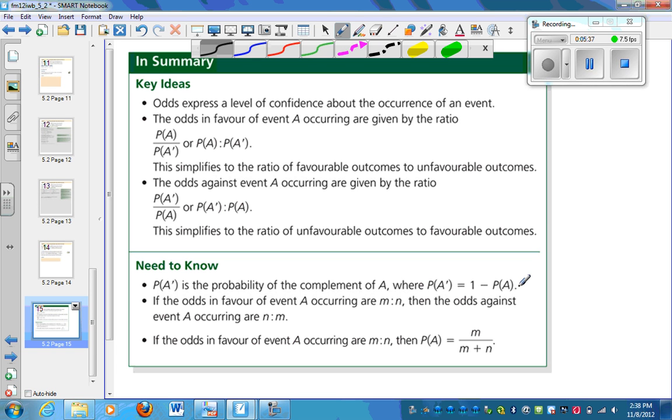So the probability that the Riders were going to win was 25%. They weren't going to win was 75%. It always adds to be 100%, or 1, which represents 100%. If the odds in favor of an event A occurring are m to n, then the odds against it are n to m. We turn it around, and this was that sum thing. If the odds are m to n, then the probability is m over m plus n. That's where we added those numbers, remember.